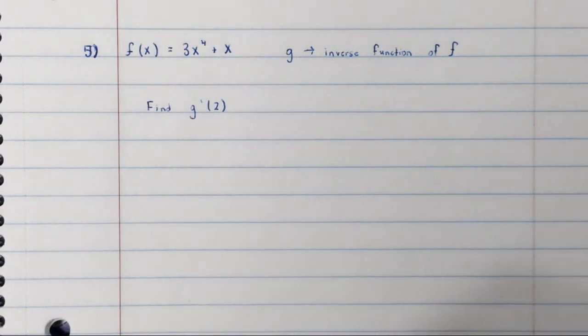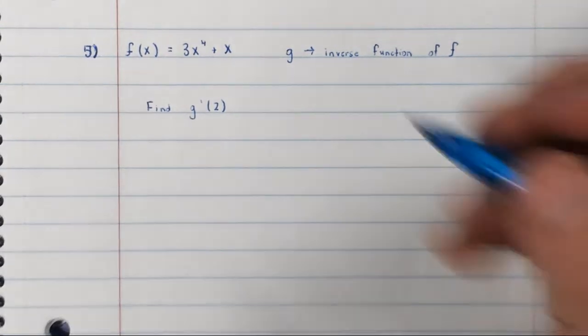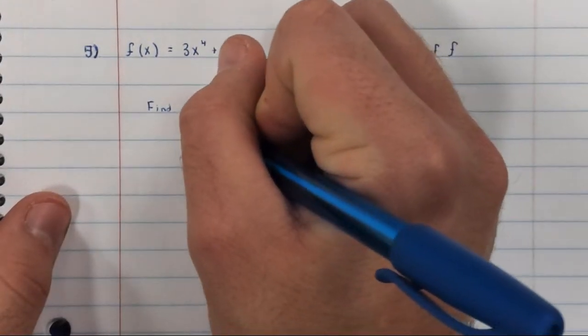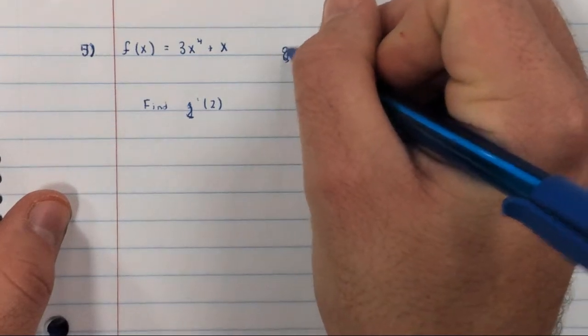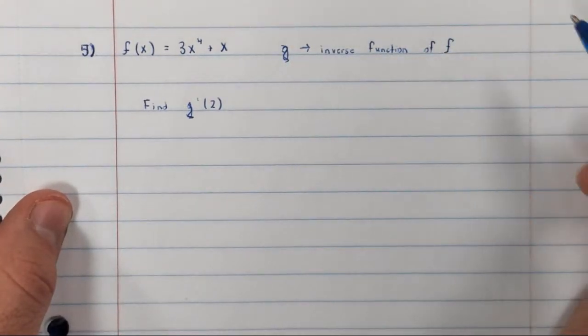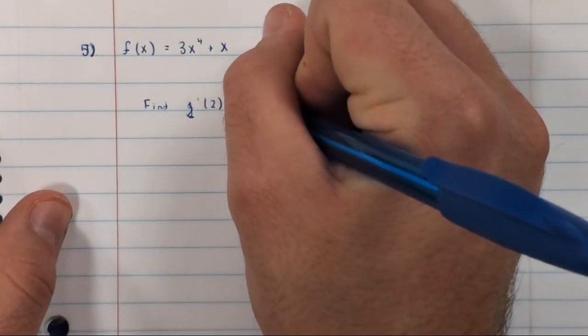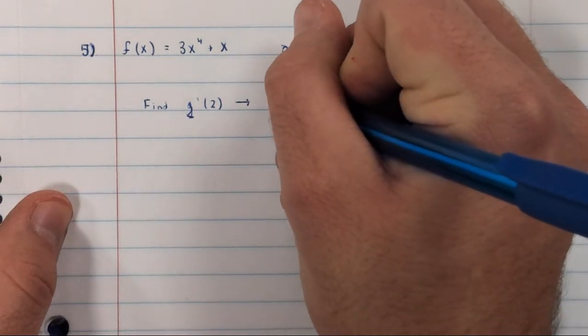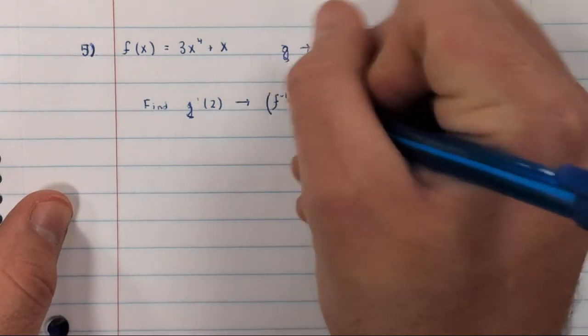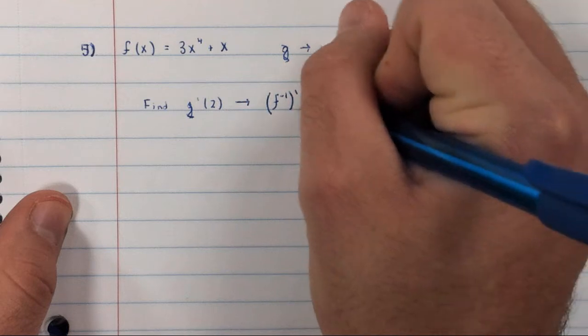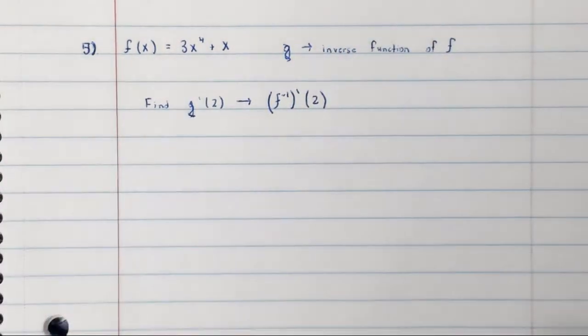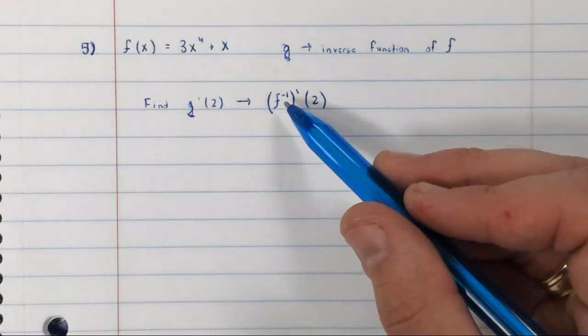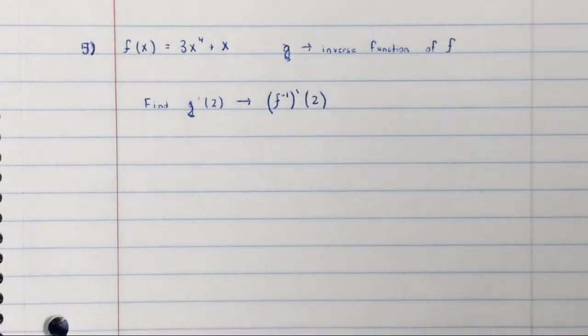First of all, let's get rid of this g. I don't know why they include it. It's really creating confusion. So let's just use f, because I know that g is the inverse. So I want to actually find the derivative of f inverse at 2. That way we're all using the same letter. We're not introducing this weird g. So I want to find the derivative of the inverse of f at 2.